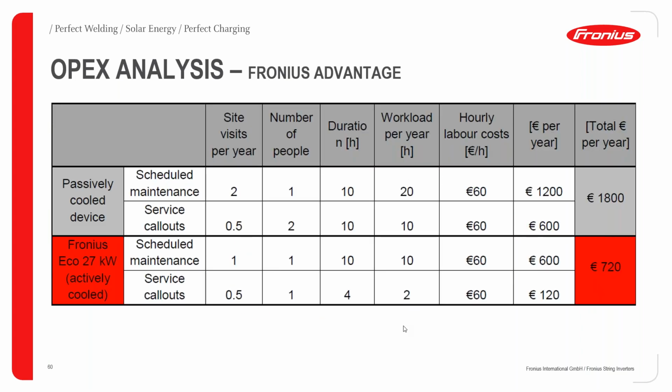Tabulating these results, we can see that for every service call that you're going to make per year, for a passively cooled device with scheduled maintenance, you're going to be there about 2 times per year. Service call-outs, probably about 1 per year. And then in terms of how many people you require, we can see 1 person in each case, even for the Fronius Eco.